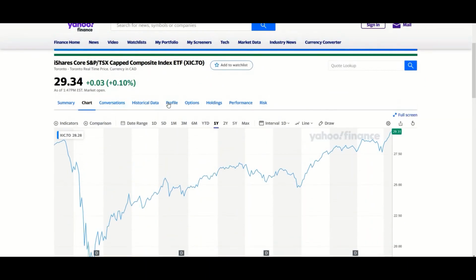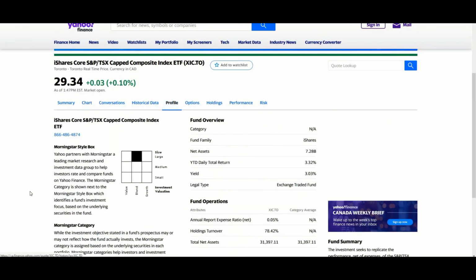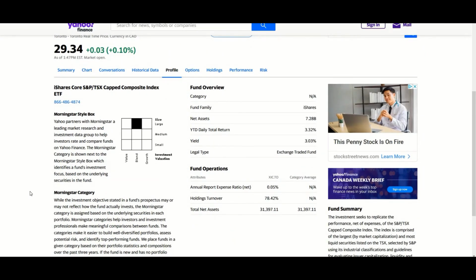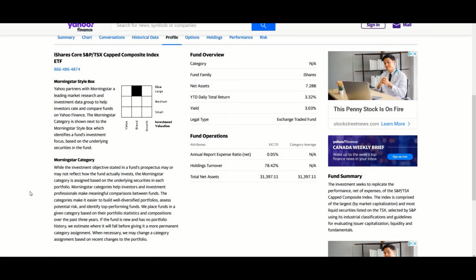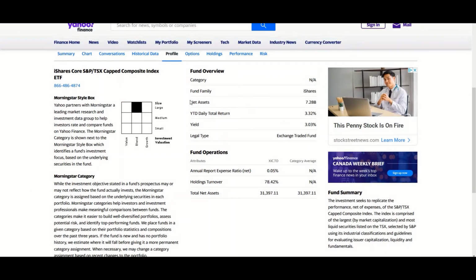The other information, same as the stock, you can go into profile, and here they have a little bit of information from Morningstar as well, about what they say about this fund. And in the fund overview, the net assets they have is 7.28 billion. Year to date daily total return is 3.32 and yield is 3.03.